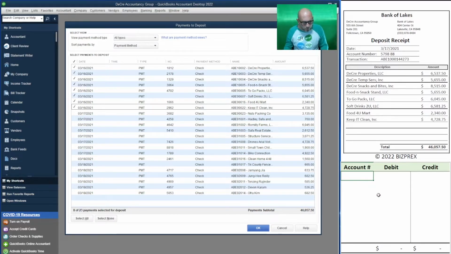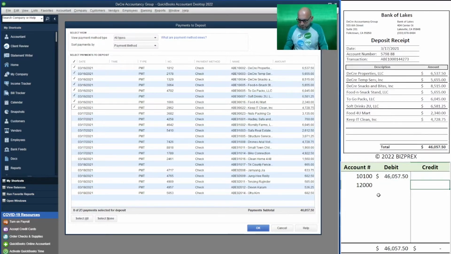So it's going to go into our general account, which is $10,100. It will increase by $46,057.50, right? It's an asset. Assets go up when debited. What else is happening? Well, we have this undeposited funds, right, that we will be reducing.